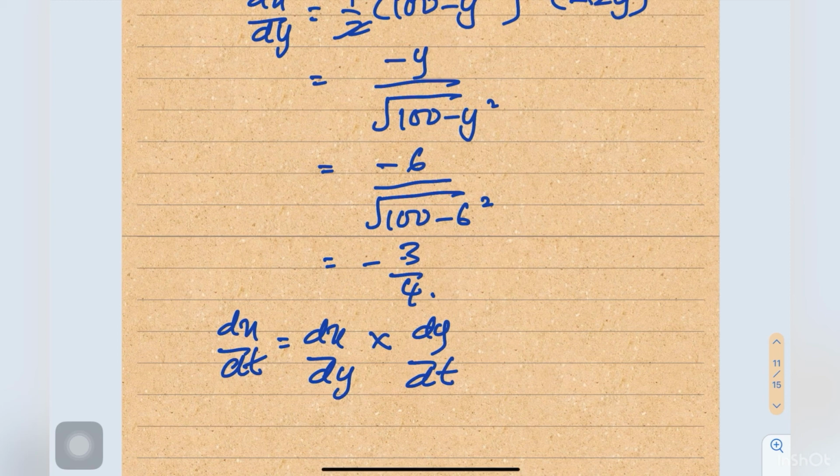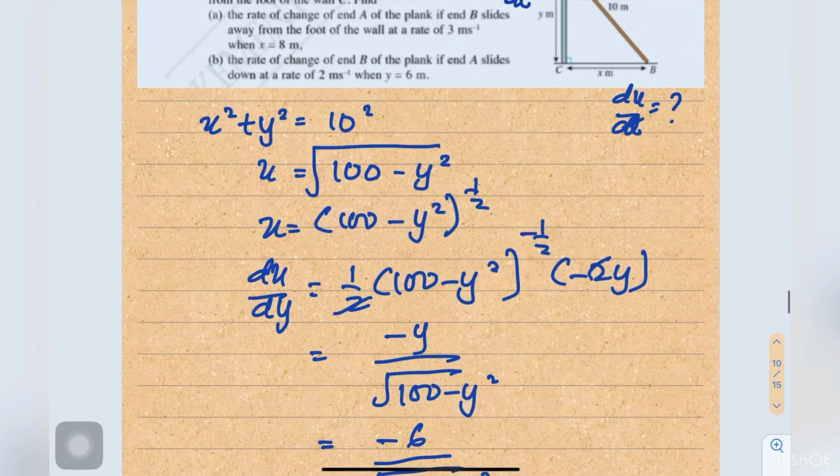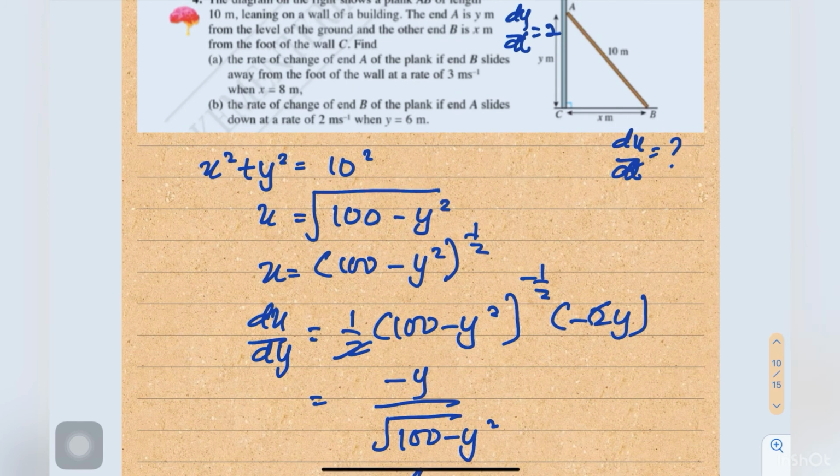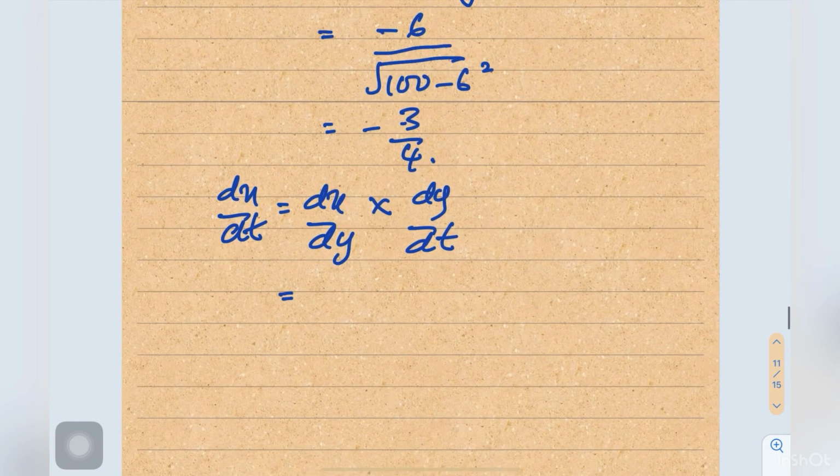But dy/dt actually, because it slides down, is negative 2 here. So negative 3 over 4 times negative 2 is 3 over 2.